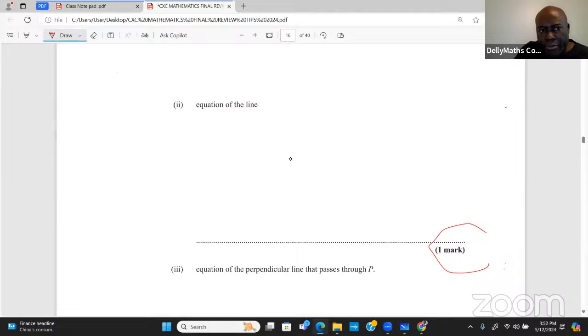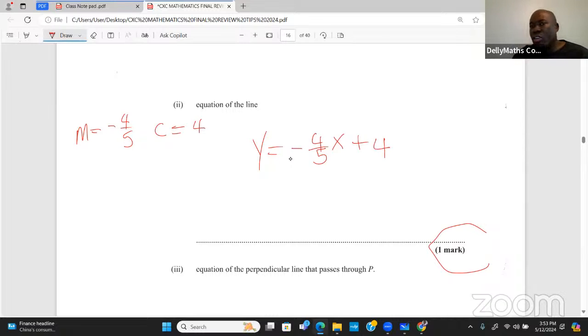So here it is now. I'm just going to write my m value, which is my gradient, is negative 4/5. And my c value, which is my y-intercept, is 4. What is the equation of that line? y is equal to negative 4/5 x plus 4. It's a 1 mark question, which means that you could easily pick up the values and just go, right? So right there, we just did that. Take a look at it and let us see what else they're looking for.